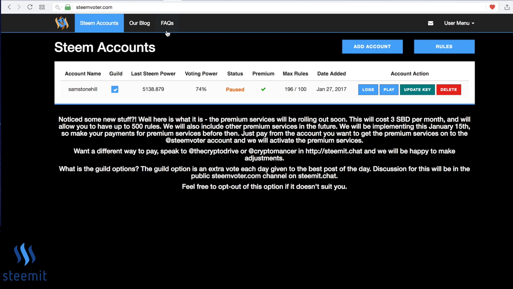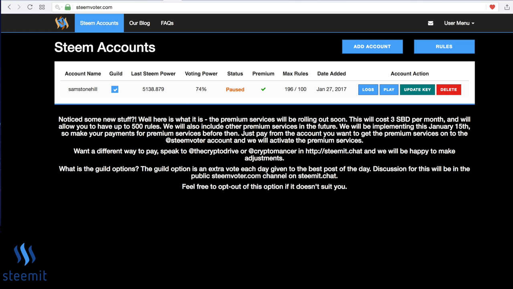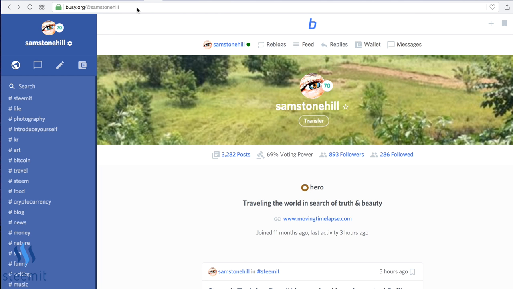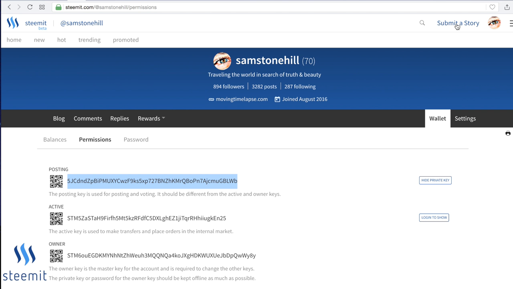So, clever people, this code will be used only inside the Steemit website. This one's only for outside. Outside, so posting. I don't know why it's called private posting. No, Steemit associated websites. So this is connected with Steemit, this site. Busy is connected with Steemit. There's so many. Steemit.chat is connected with Steemit. That's been offline for 24 hours. I'm a bit concerned about that.